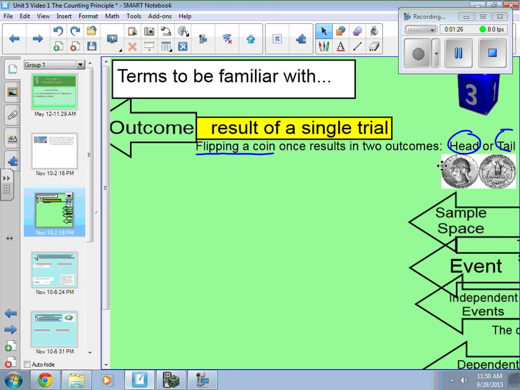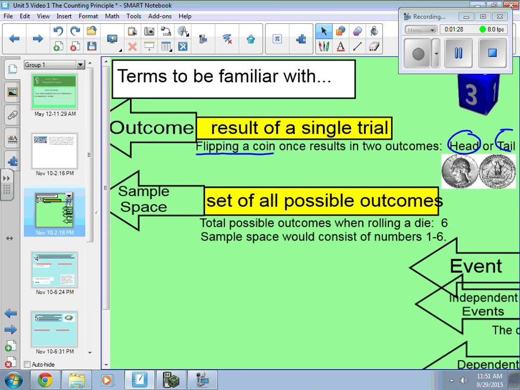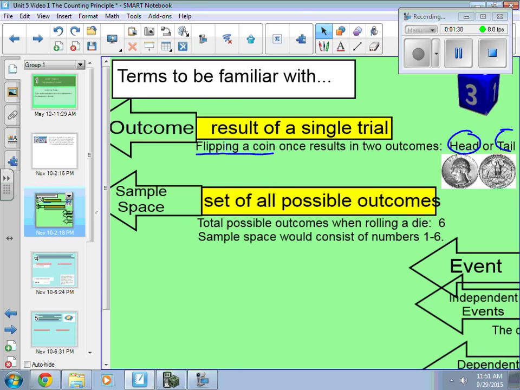Another term we're going to be talking about, sample space. Sample space is the set of all possible outcomes. So if you were to roll a die, the sample space would be 6 because you have all the possible outcomes of getting like a 1. If we were to spin our dice here, we could get 1, 2, 3, 4. There's lots of different outcomes that can come from spinning a dice.